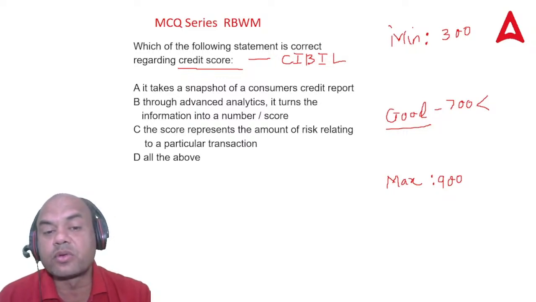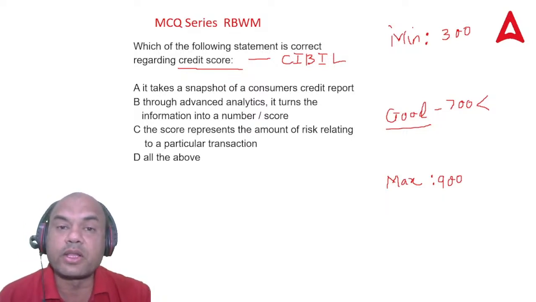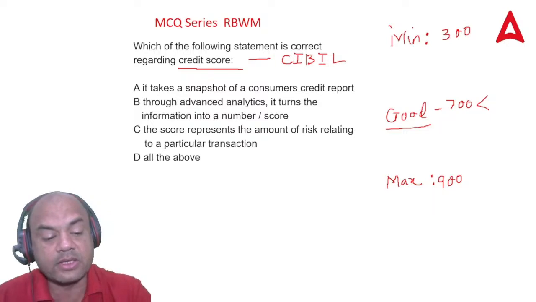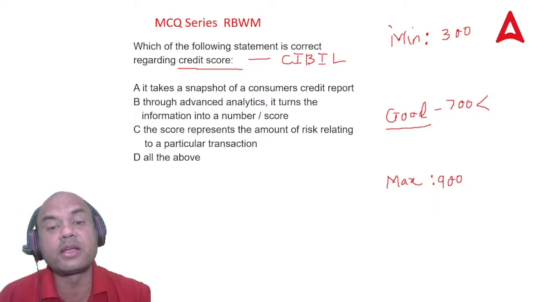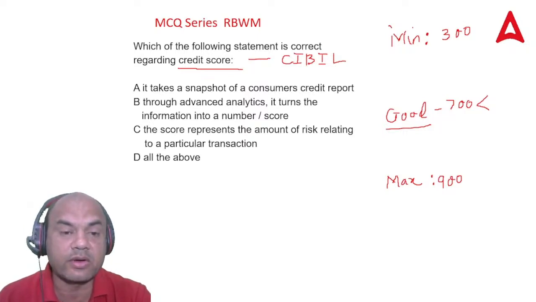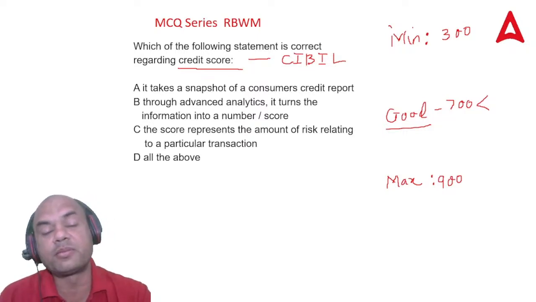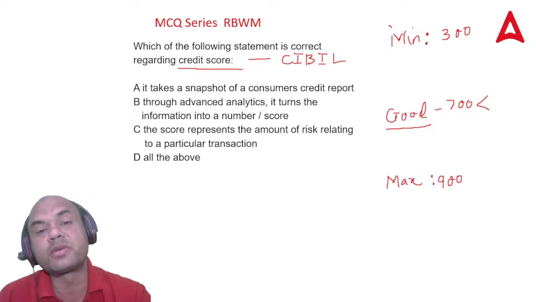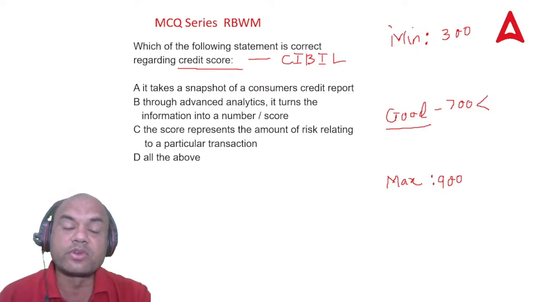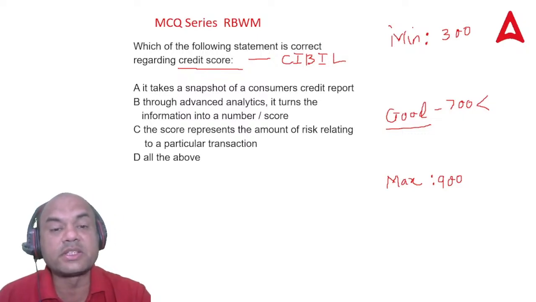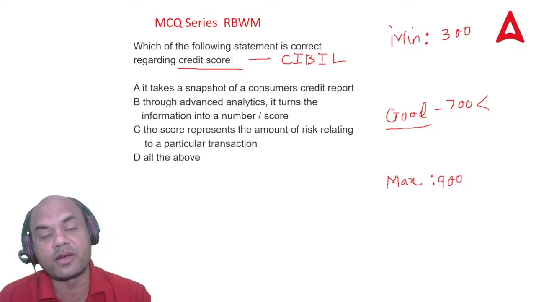What is the CIBIL score? See here, in CIBIL score, what do we catch? We catch the payment history of that customer, whether that customer has defaulted anytime earlier, or whether that customer has paid regularly. If that customer has paid regularly without missing any EMI, his CIBIL score will be good, above 700. If the customer has defaulted, it will go below 700.